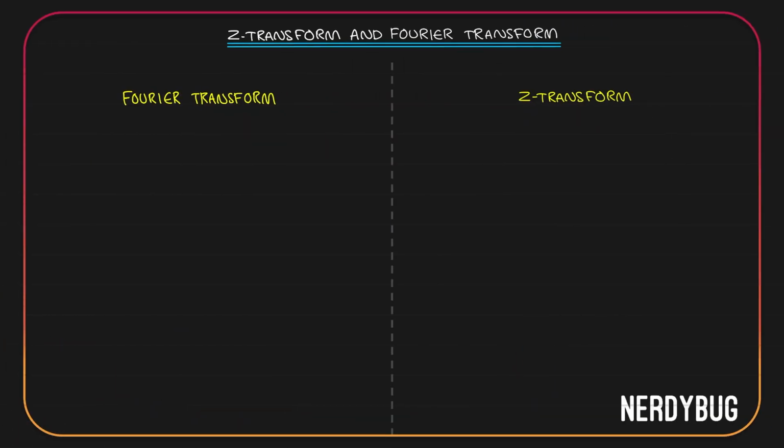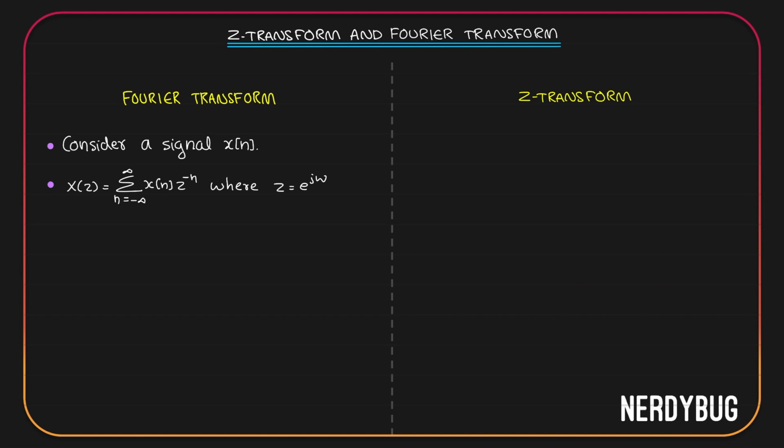Let us now have a comparison between discrete time Fourier transform and z transform. First, let us take Fourier transform. Consider we have a discrete time signal x of n. Fourier transform of x of n can be written in terms of z like this. X of z is equal to summation from n equals minus infinity to infinity x of n z raised to minus n. But this is only Fourier transform if z is equal to e raised to j omega. That is, its magnitude is equal to 1.